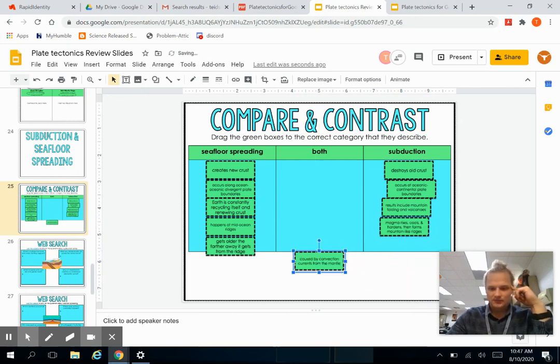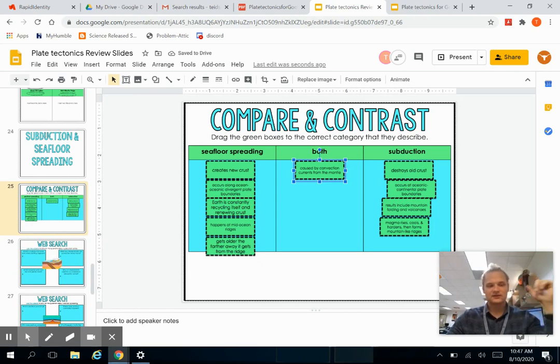And let's see, caused by convection currents from the mantle. All right, caused by convection currents from the mantle. Basically, both of these. All right, this is definitely going to be both of these. So make sure you get those answers, and let's keep on going.